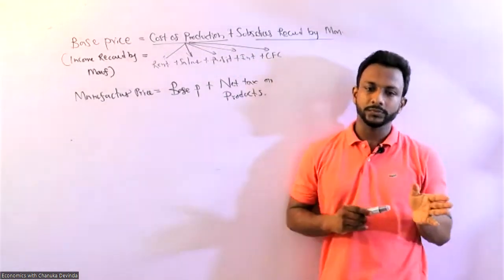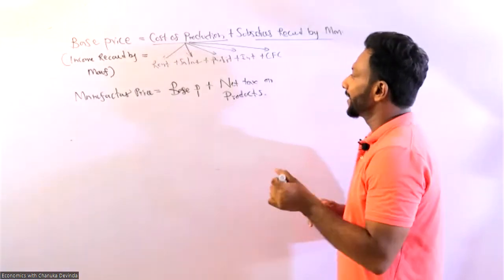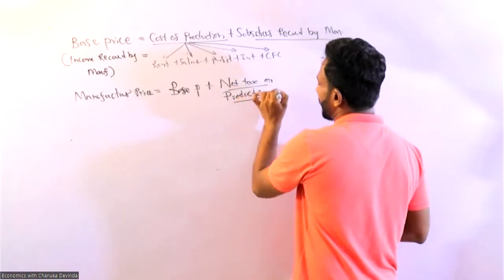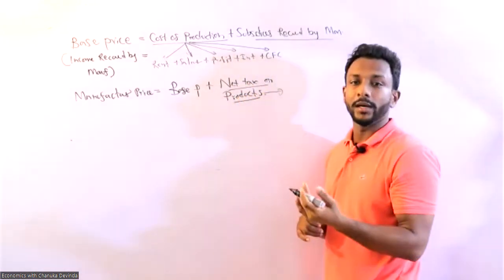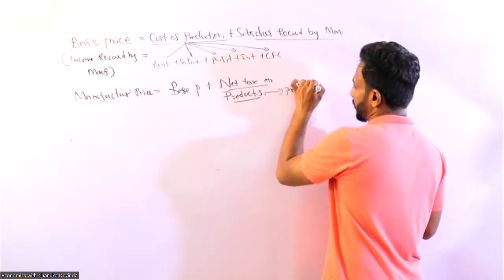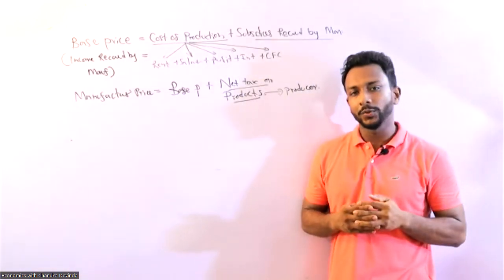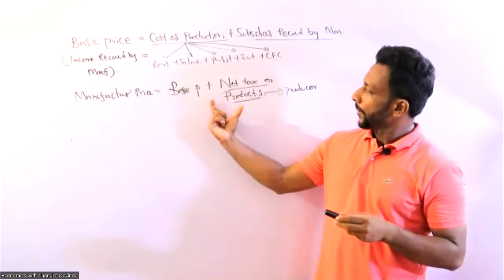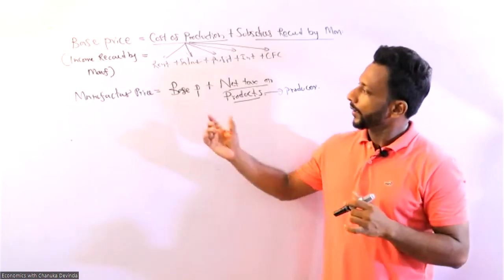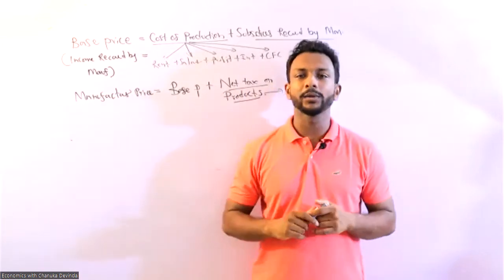So here if there is any net tax on product, that should be paid by whom? Not the consumer, but the producer or manufacturer. If there is any tax that should be paid by the producer, it should be added to the base price, then we can calculate the manufacturer's price.